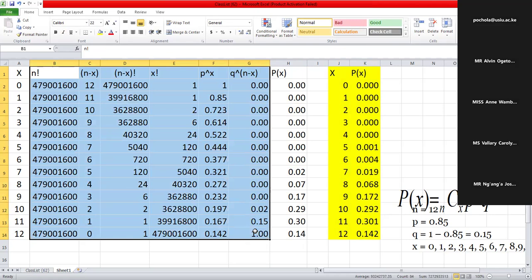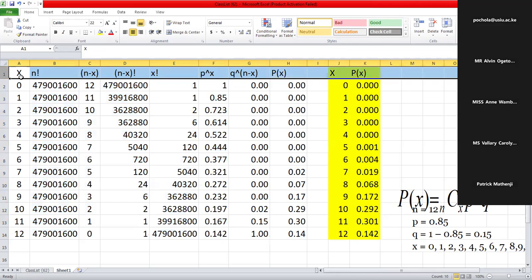Methodology to enable you get this. So this is the table I would want you to know. And this is a very important table.